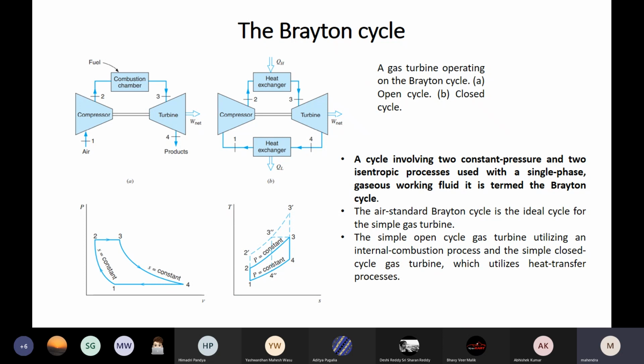So these cycles are summarized over here. This is an isentropic process, so entropy is constant. This is the constant pressure heat addition. And again here, isentropic expansion. That is the expansion.